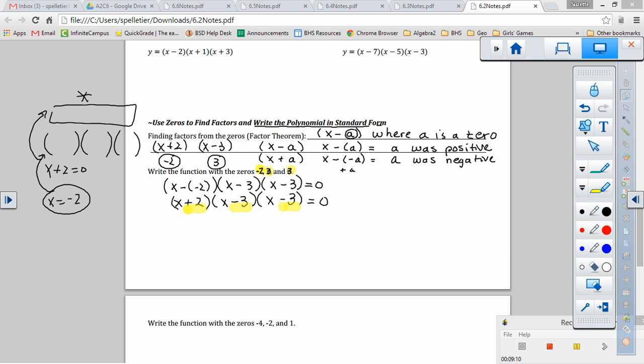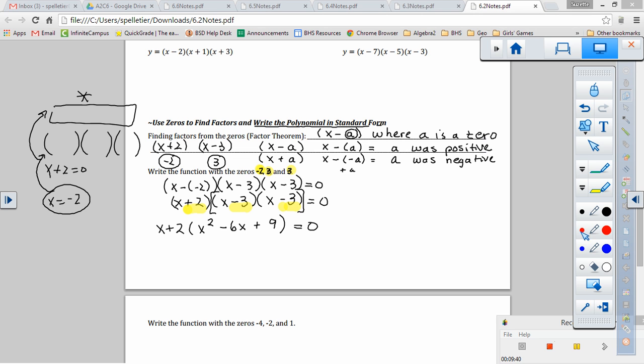Okay? So now that they're in their parentheses, it's just a matter of doing what we did in the other lesson, which is taking it from its factored form back to its standard form. So we're going to FOIL out the last two items. X squared, so negative 3x and negative 3x gives me negative 6x. Negative times a negative is a positive. 3 times 3 is 9. So I have FOILed out x minus 3 times x minus 3.